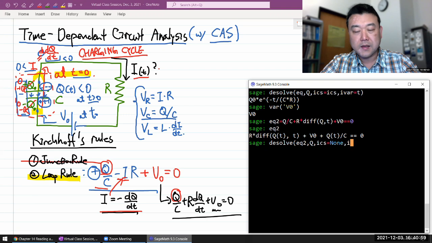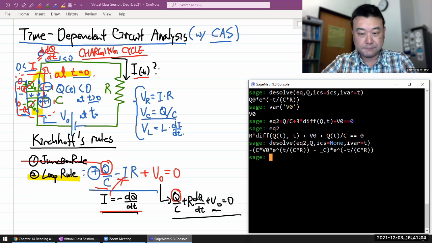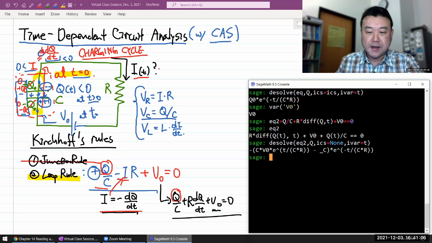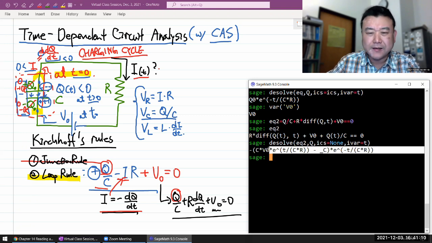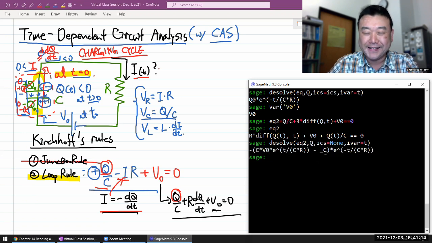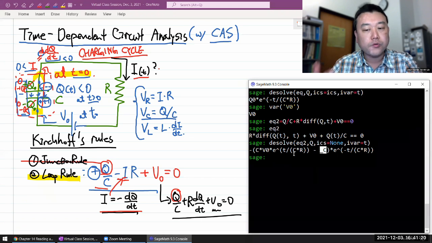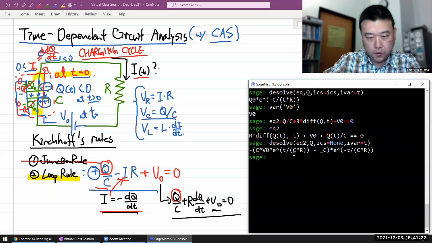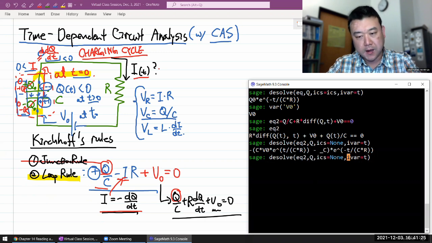My independent variable is still t, and there it is. There's your answer. And you might note that that looks a bit complicated. So let's plug in the known initial conditions, and it has to do with this integration constant.